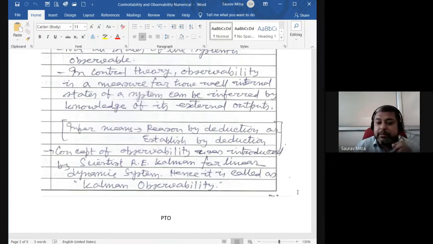So Rudolf E. Kalman, R.E. Kalman, so he was felicitated by US President Obama somewhere in 2006 or something. So I think he is still living. So just check out. There are huge amount of pages on him in Wikipedia. So what is Kalman and what is Kalman filtering? And there is no field of science or engineering where Kalman filter is not applied.